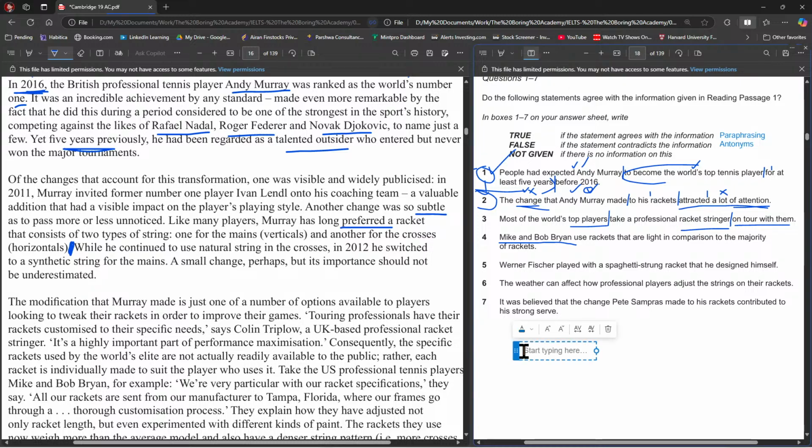So Mike and Bob, these are proper nouns.